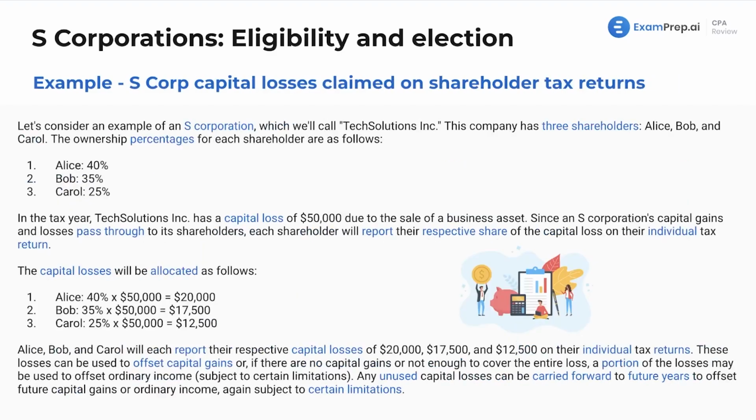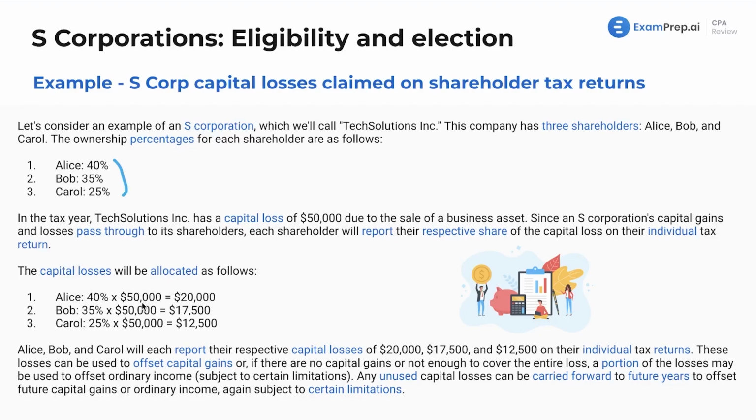All right, one more big, beautiful example here until we call it a day and wrap it up with a nice summary. Let's consider an example of an S-Corp, which we'll call Tech Solutions, Inc. The company has 3 shareholders, Alice, Bob, and Carol. The ownership percentages are as follows, so we got those there. We'll reference them as needed. In the tax year, Tech Solutions has a capital loss of $50,000 due to the sale of a business asset. Now, since an S-Corporation's capital gains and losses pass through to the shareholders, each shareholder is going to report their respective share of the capital loss on their individual tax return. Capital losses will be allocated as follows.